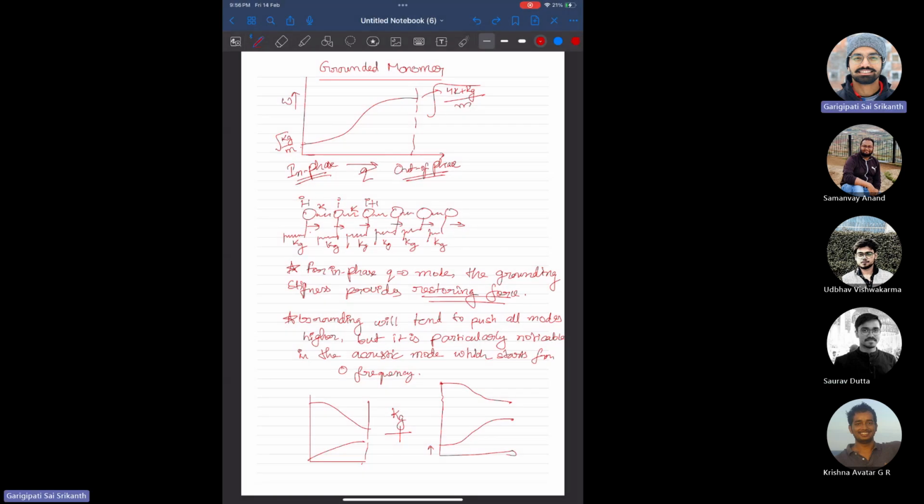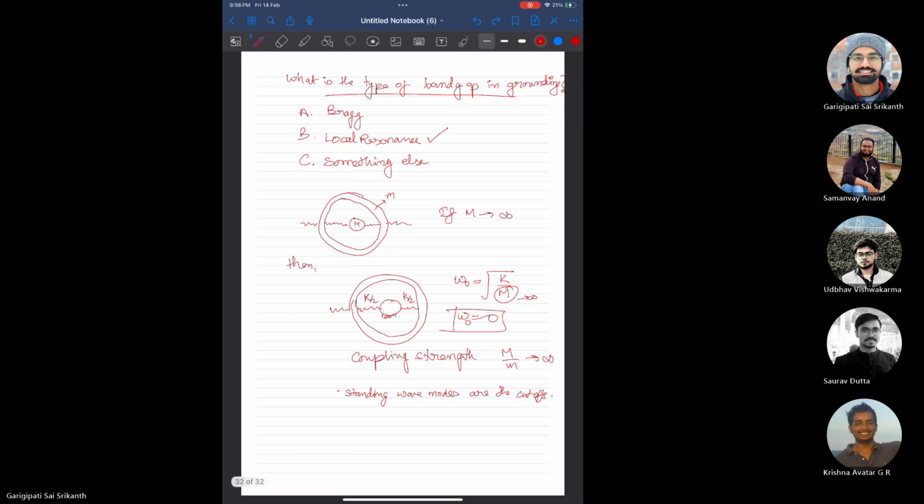Okay. So the answer is local resonance, but at a limit. What is the limit? Let's say you have a mass-in-mass system as shown here. If the internal mass becomes bulkier, like if capital M becomes infinity, then the resonating frequency goes to zero.